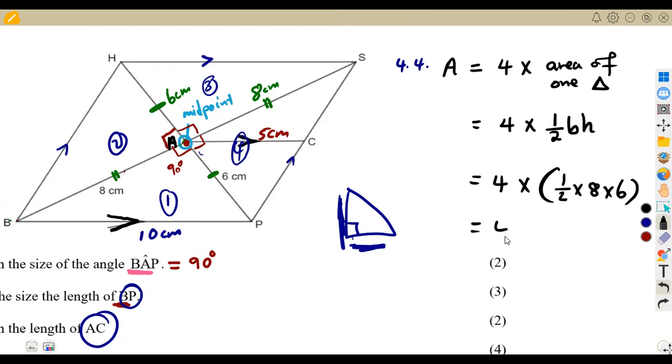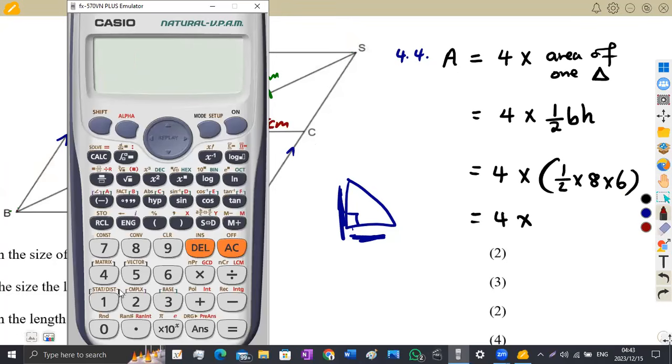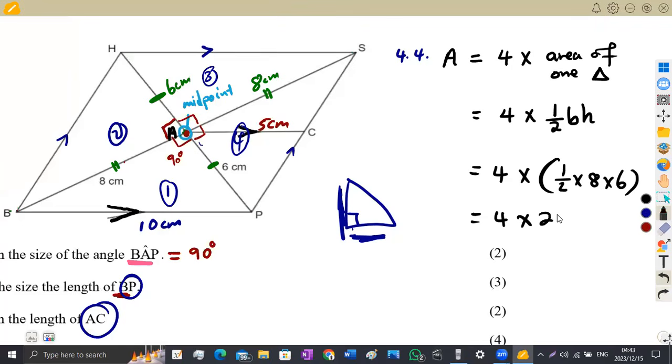All right, so I'm just going to calculate the area of one triangle on its own, so that we see what we're supposed to obtain. That is 1/2 times 8 times 6. You're going to multiply these, and this is going to give you a 24. So the 24 is for the area of one triangle.